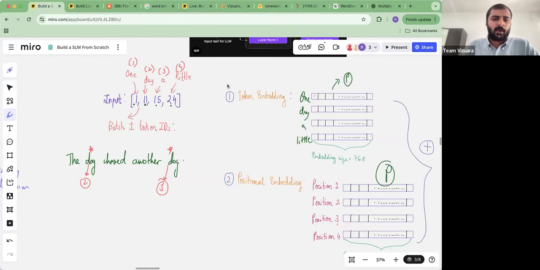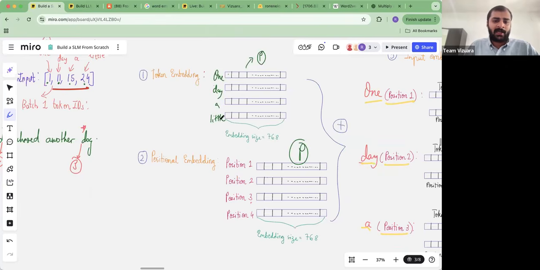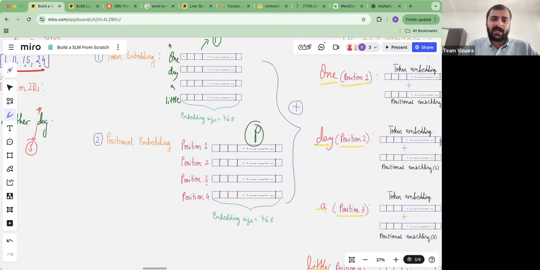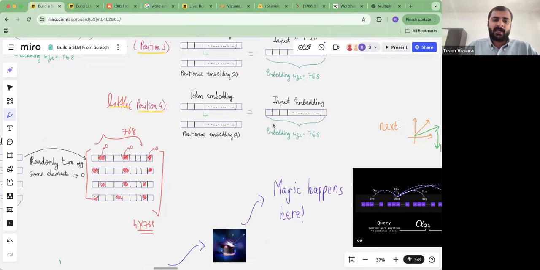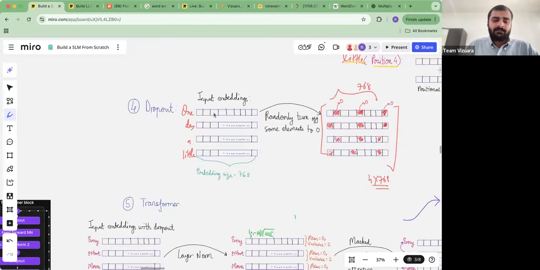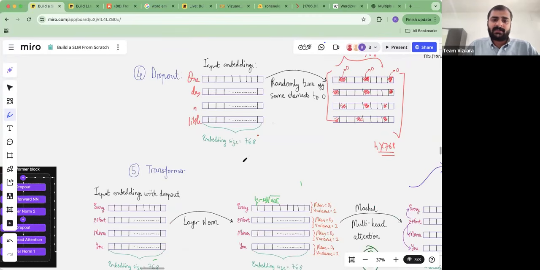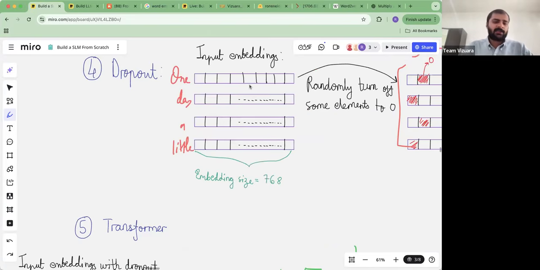Someone is saying 1024 by 768. That's not the correct answer. 1024 is the context size, but currently we are looking at only four tokens, right? One day a little. Each of these four tokens is converted into a 768 dimensional vector. So the size of the matrix which enters the processor block is actually 4 times 768. It's something like this.